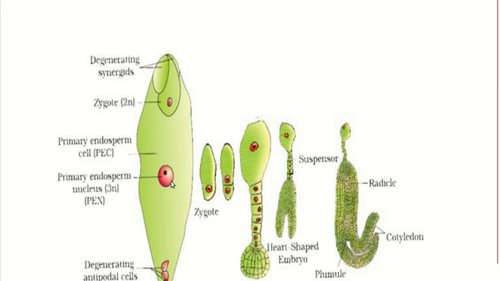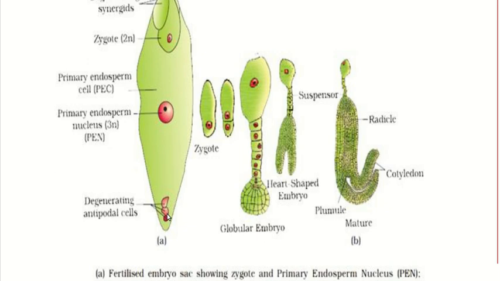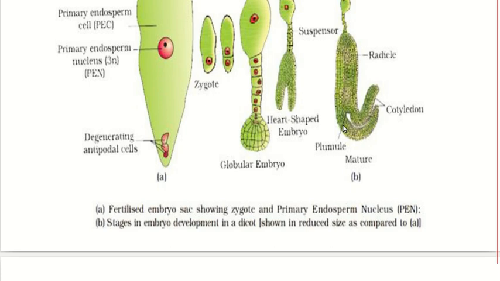So this is the primary endosperm cell. There is degeneration of antipodal cells. The zygote further develops to form the embryo. They undergo the arch-shaped embryo with suspensor, and the mature embryo has plumule with 2 cotyledons and radicle, and suspensor is present but it is reduced in structure.